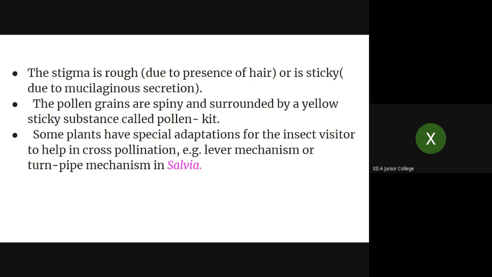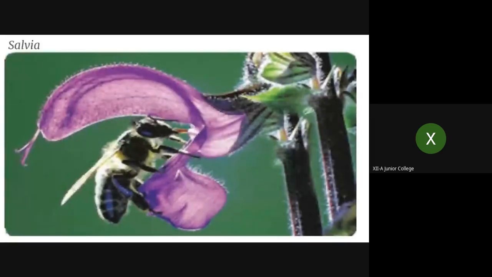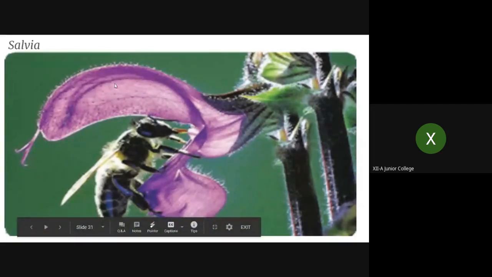and that helps in the cross pollination. Now, some special adaptations are also seen in some flowers as well as insects, for the insect visitors to help the cross pollination. For example, the lever mechanism, also called the turnpike mechanism, is commonly observed in salvia. When our college starts, we will show you the flower also. Now you can observe this here. This is the salvia flower, where you can see two lobes. This is the upper lobe and this is the lower lobe. Okay, the most important feature, we know why this type of structure is there.